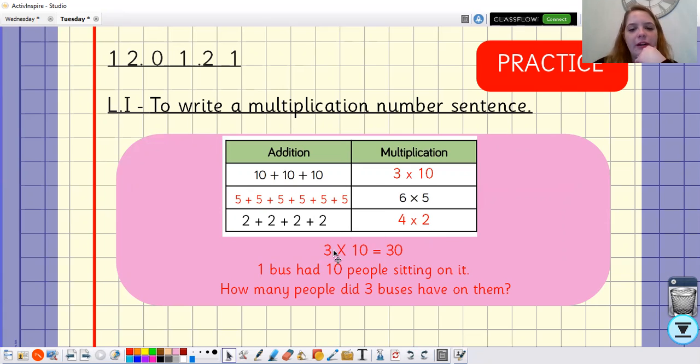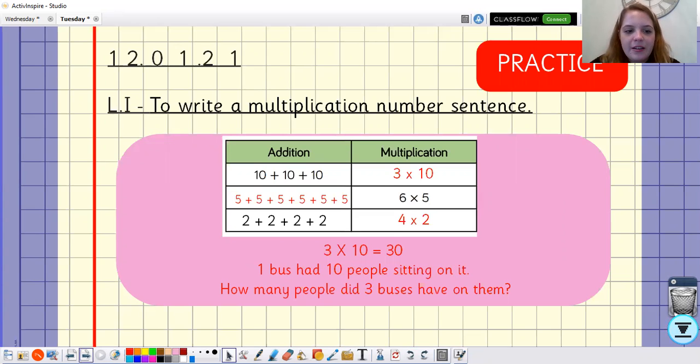Now, I had a little go at writing a multiplication story for 3 multiplied by 10 equals 30. So my multiplication story is, one bus had 10 people sitting on it. How many people did 3 buses have on them? So you need to do the 3 buses multiplied by 10 sitting on each bus.